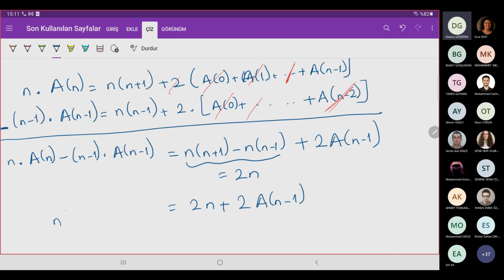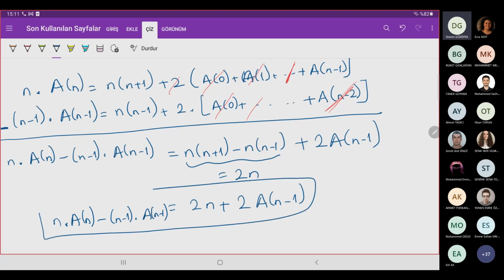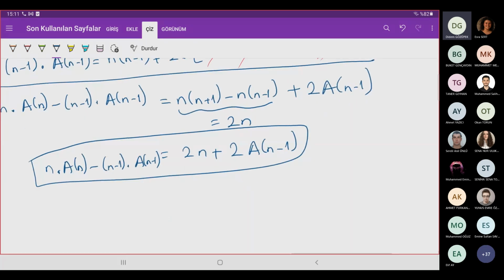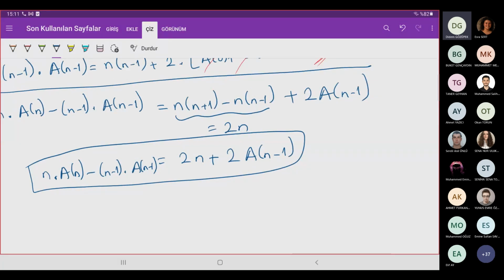n times a(n) minus (n minus 1) times a(n-1) is equal to this. So it's not very simple yet, but there's hope, okay? Because I have eliminated the full history recurrence and I have expressed a(n) in terms of a(n-1).